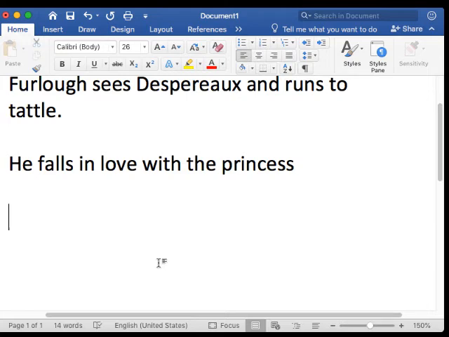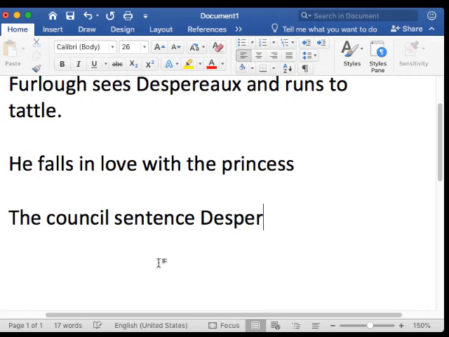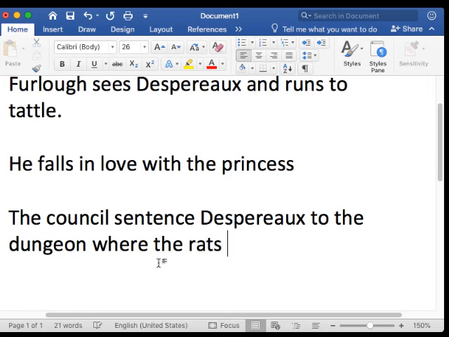So I would say, or what's in my book, it says the council. And remember, it's C-I-L because it's Council. The council sentence Despero to the dungeon where the rats live. And we still don't know much about these rats, right? There's something evil about them, but we don't know exactly what.